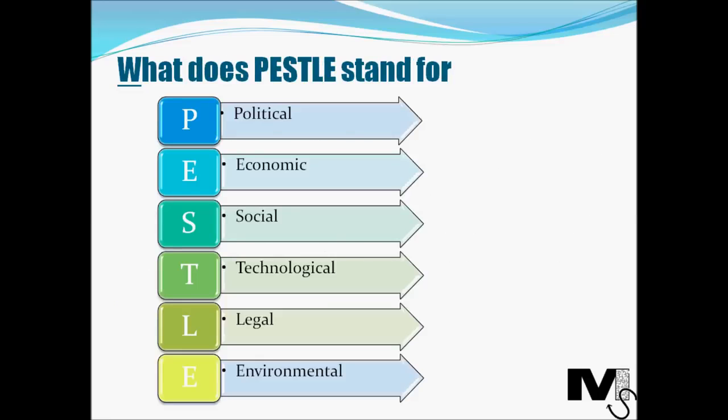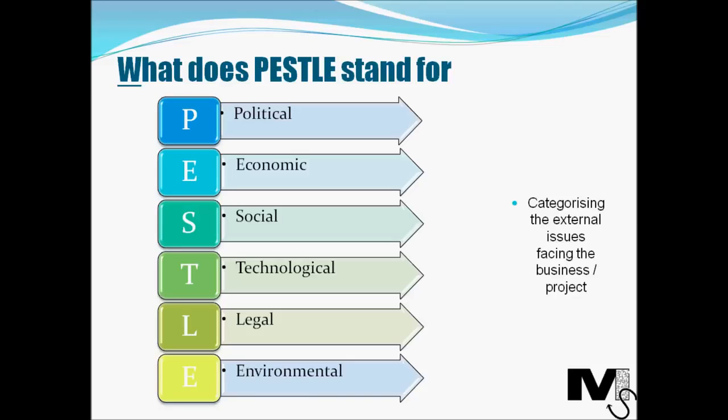Now, what does PESTLE stand for? PESTLE stands for P for political, E for economic, S for social, T for technological, L for legal, and E for environmental. Now, these are like the categories in which these external issues facing the business or the project are categorized under. So because there are like 6 categories, most of these external factors that affect businesses or projects will fall under at least one of these categories, if not multiple categories.